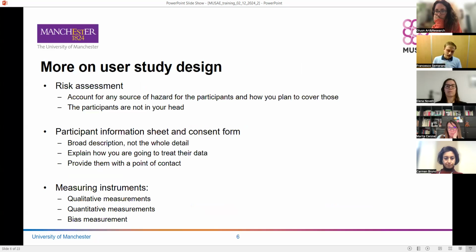This was about the experiment protocol. Then there are other documents that you should draft while devising your user study. One of these is the risk assessment, because in this one you need to take into account all the potential sources of hazard that users can come across while doing your experiment. And of course, also a plan to cover those possible sources of hazard, so that your participant gets to have a safe and pleasant experience during your experiment.